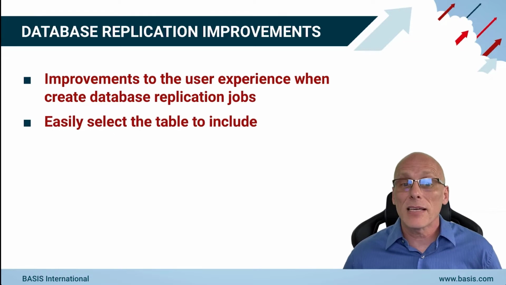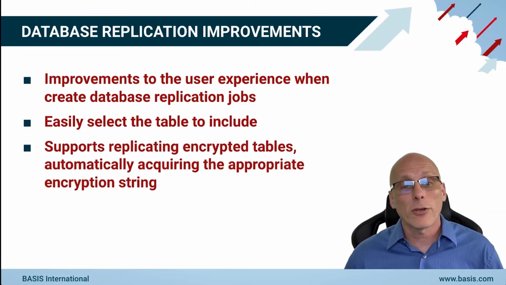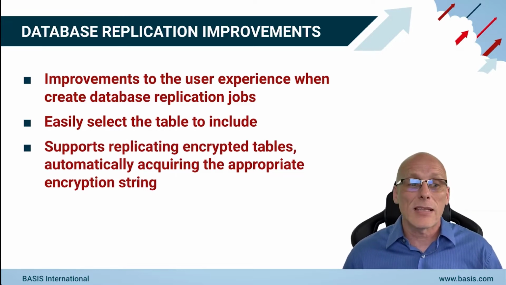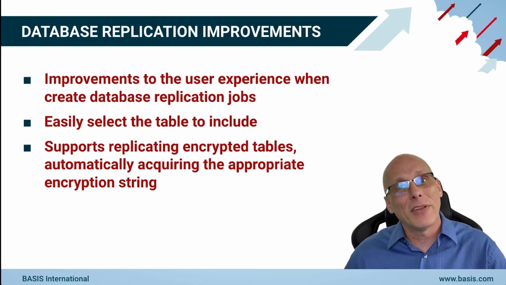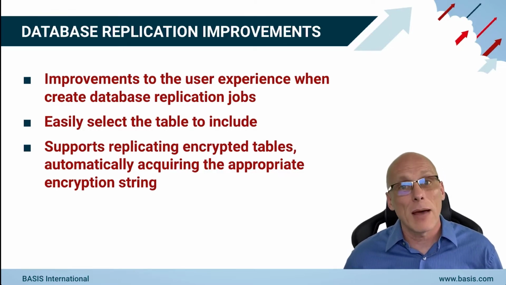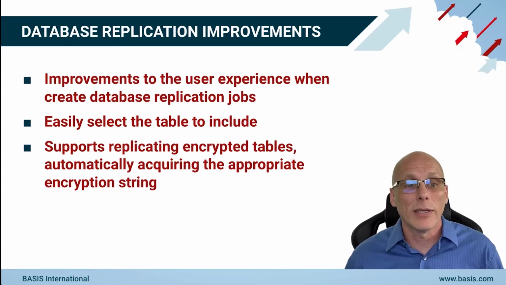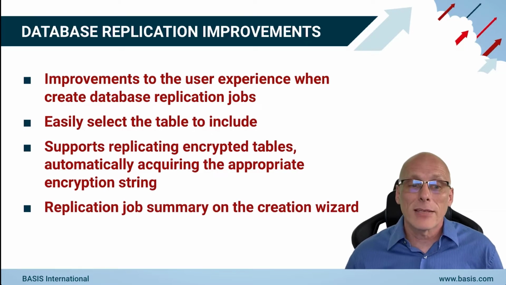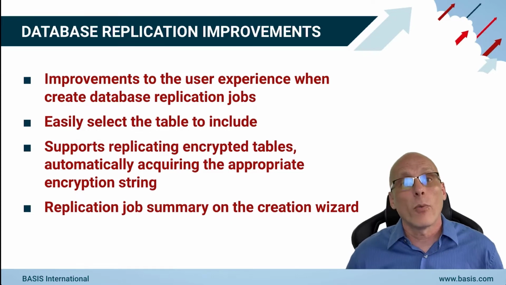This allows you to easily select the table that you want to include. Something else, again, this will be covered more in the DBMS part, but it supports replicating encrypted tables. And one of the cool things with this is that it actually automatically acquires the appropriate encryption string from the database configuration when setting up the replication job now. So you don't have to enter that manually into the replication job, which is how you had to do it prior to version 21 of BBJ. And we've also added a nice little replication job summary on the creation wizard so you can see a summary of what's about to occur when it's creating your replication job.